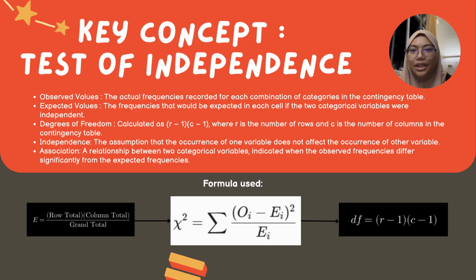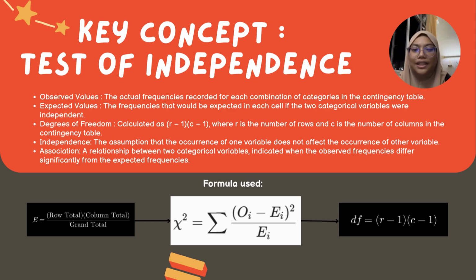Independence is the assumption that the occurrence of one variable does not affect the occurrence of another variable. Association is a relationship between two categorical variables, indicated when the observed frequencies differ significantly from the expected frequencies.